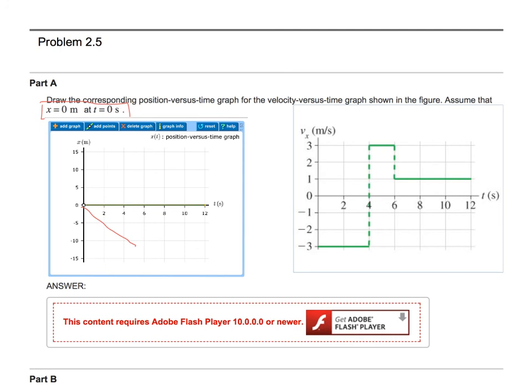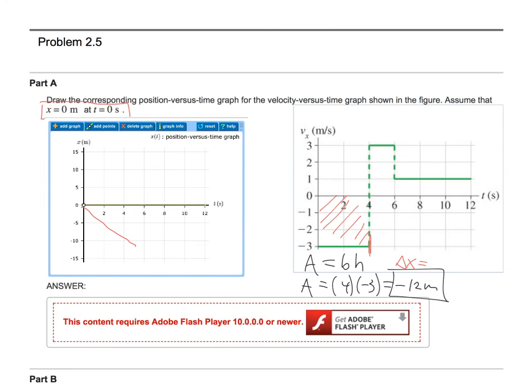So what I'm going to do is figure out at 4 seconds here, that's when we change velocities, what my position should be. In order to do that, I'm going to get the area of this rectangle here, because that's going to give me my change in position, my displacement. So when I find that area, the area of that rectangle with a base of 4 and a height of -3, my displacement ends up being -12 meters.